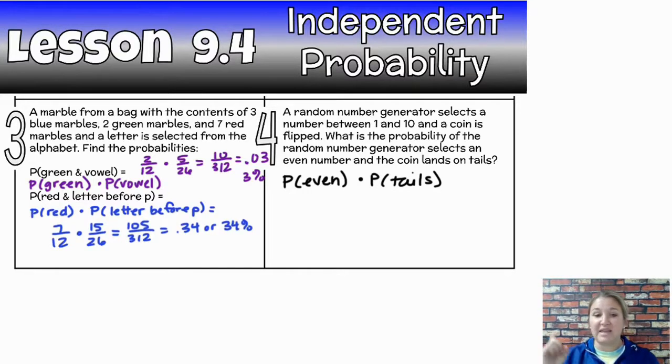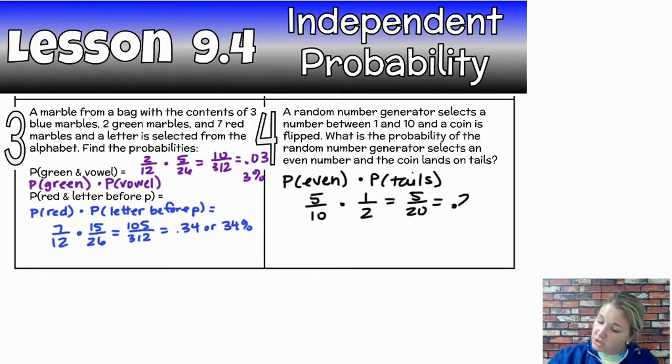The even numbers are 2, 4, 6, 8, and 10, so 10 is included in there. So it's going to be 5 out of 10 times the probability of a tail, which is 1/2. Multiply here, you get 5/20ths, which is 0.25 or 25%. So you have a fourth of a chance to make that happen. If you reduce the 5/10 to 1/2, you could just end up with 1/4, and then you know it's 0.25, and that's 25%. That's where reducing kind of helps out.